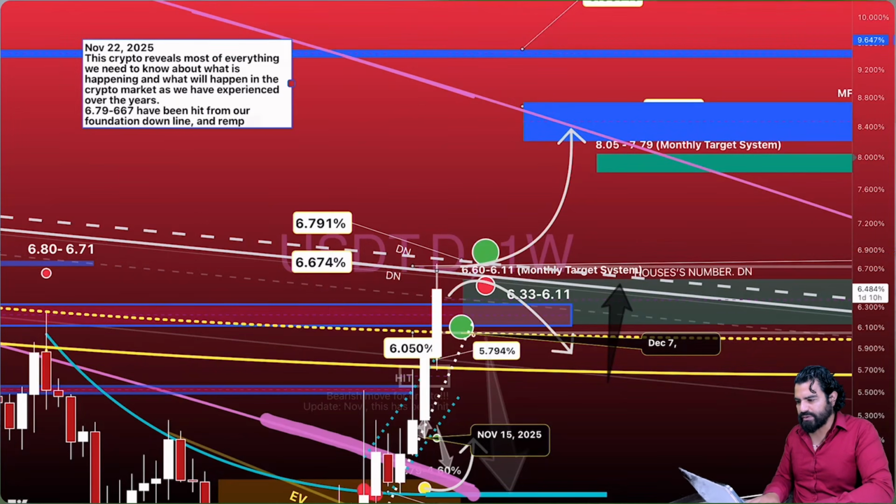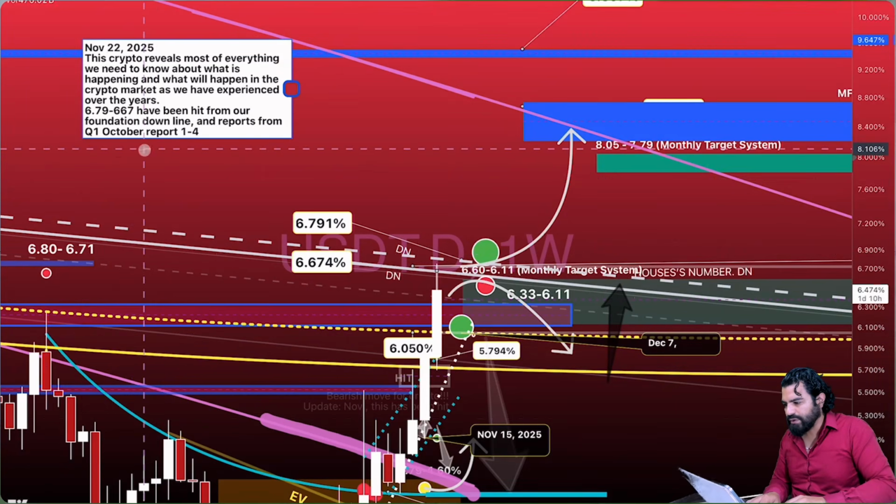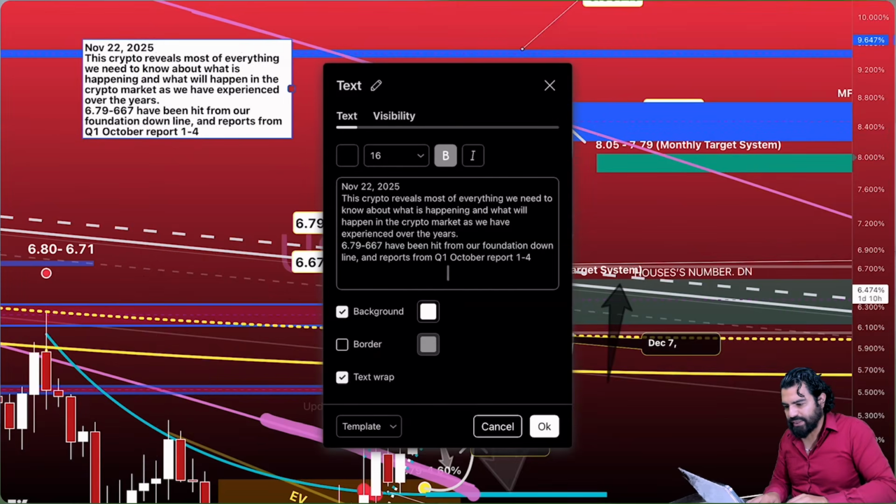And reports from Q1 October, report 1 through 4. You guys can watch those so you get a good understanding how to recreate these maps, because they are still in play even though the target's hit.